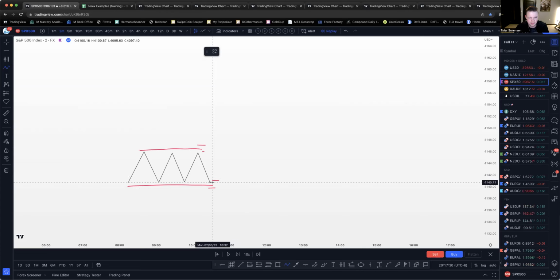Sometimes you'll just see price leave this area, but it'll leave convincingly. Sometimes you'll see this happen with news or whatever the case might be. Sometimes price is just going to leave an area, right?